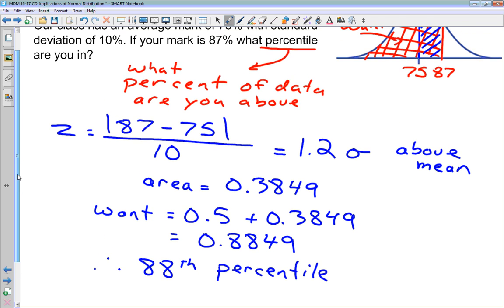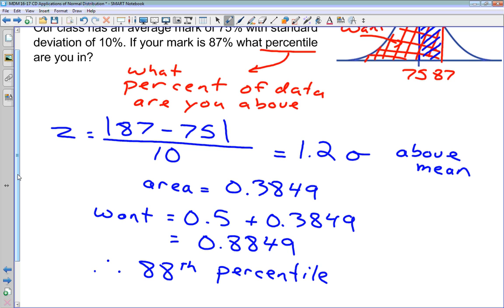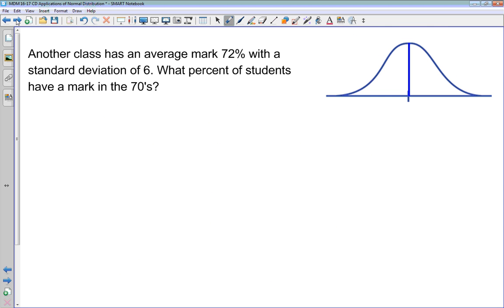So in both of the examples we've done so far, we have looked at a single z-score in order to get our final answer. Sometimes, though, you're going to need to calculate two z-scores to get the area that you want. So another class has an average mark of 72% with a standard deviation of 6. What percent of students have a mark in the 70s?